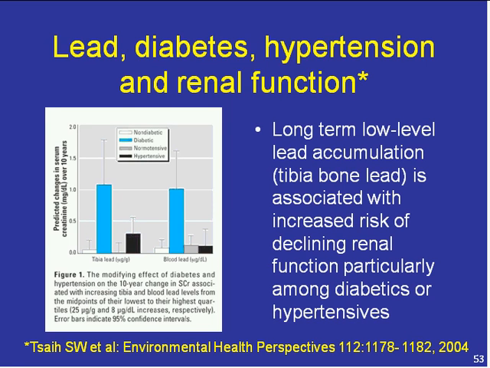are much more dramatic with underlying diabetes and hypertension when there are elevated tibial bone and blood lead levels, indicating that long-term accumulation of lead is associated with an increased risk of declining renal function, particularly among individuals who have underlying diabetes or hypertension.